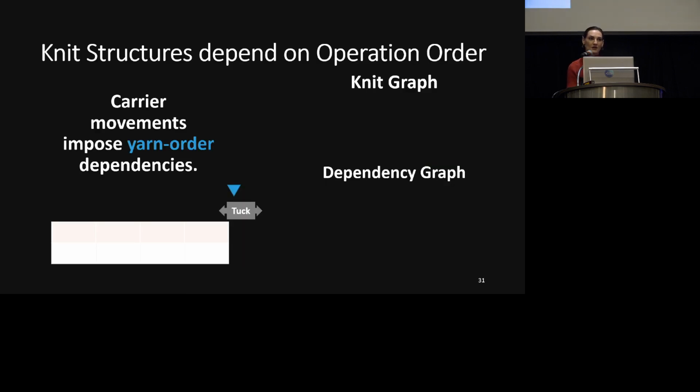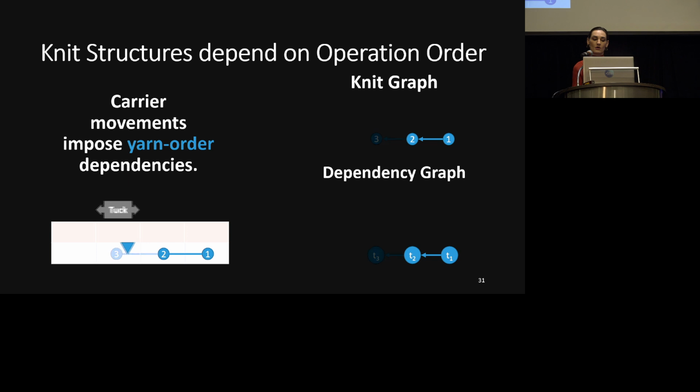Now, I'm going to walk you through a very trivial example to show you what dependency analysis is and how we create these different structures. We have 2 graphs now. We've got the knit graph, which represents the physical structure we're knitting, but we also have a dependency graph, which is the relationship between the different operations in the order that we knit them.